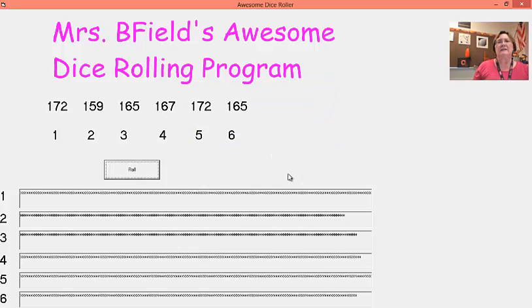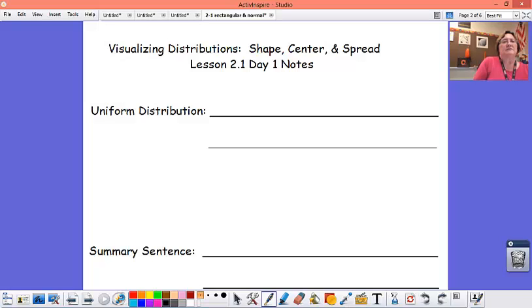But as we get to the 1,000, look what happened here, folks. Things are starting to even out, right? And that's exactly what you would expect to have happen if all these outcomes are equally likely. The graph of this display, you can see that those bars are approximately the same length. It's not exact, but approximately the same length. So there's our uniform distribution.